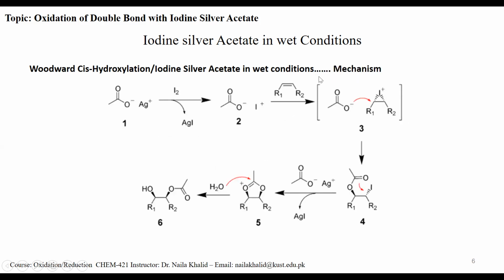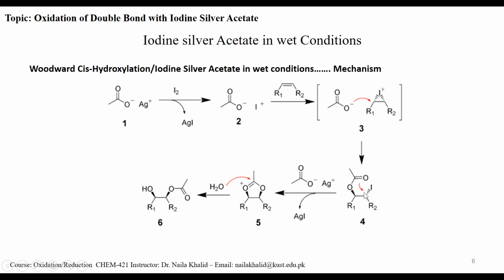Here is the mechanism for cis hydroxylation. Silver acetate in the presence of iodine is converted into silver iodide and iodonium acetate. So this will react with this double bond, and this intermediate is formed, called iodonium ion, which is further attacked by acetate ion to give you this type of chemical species.